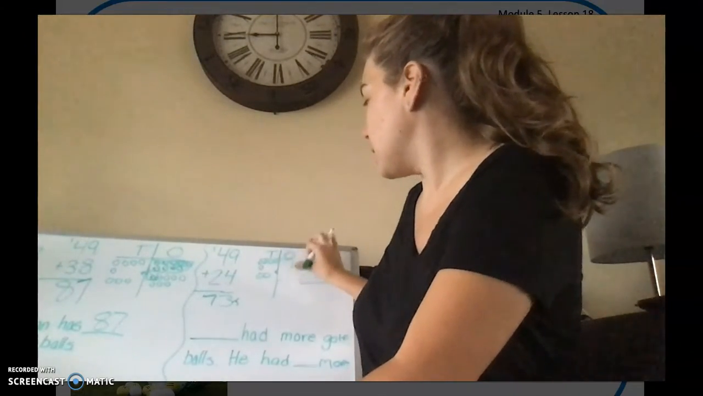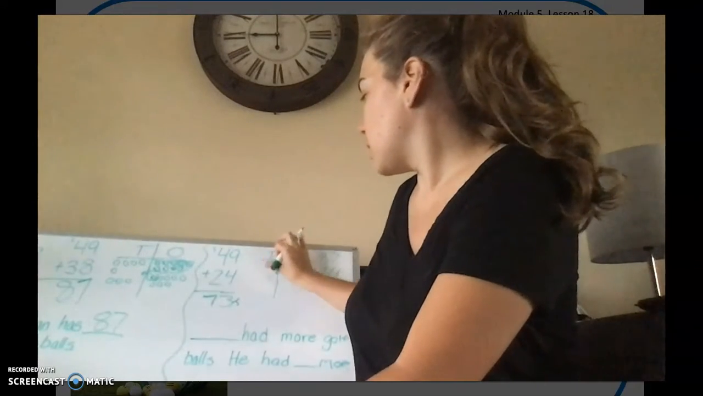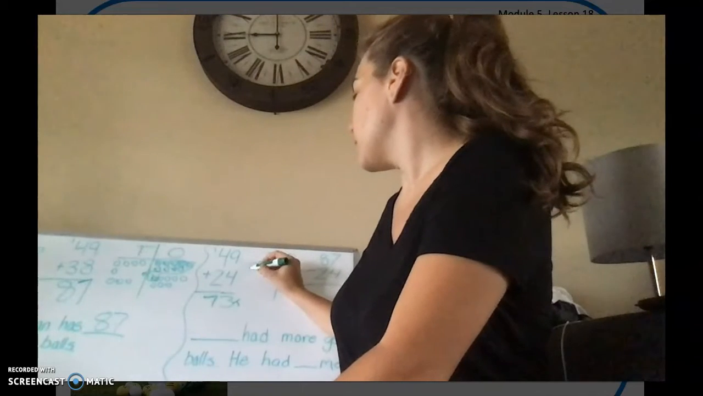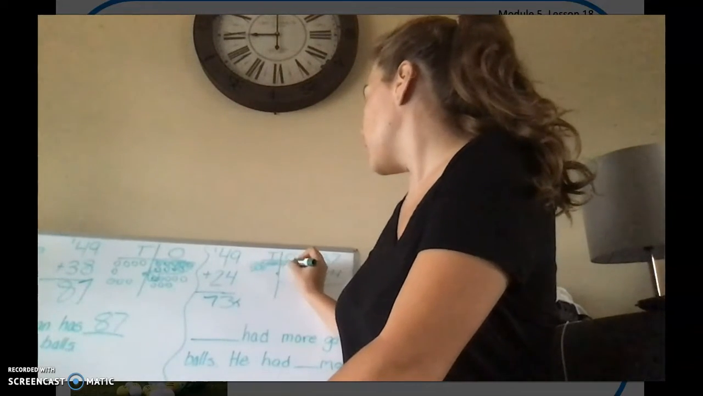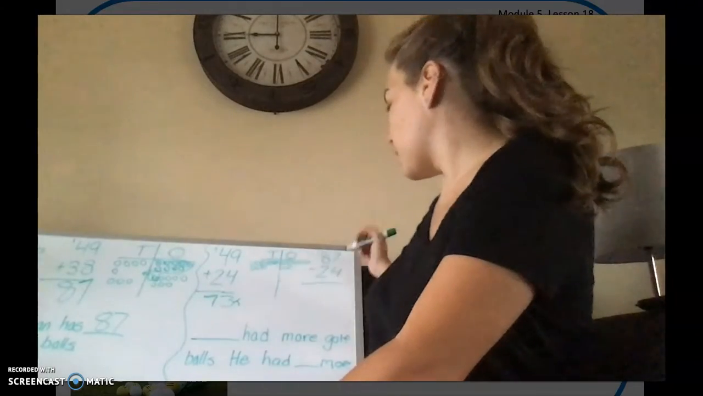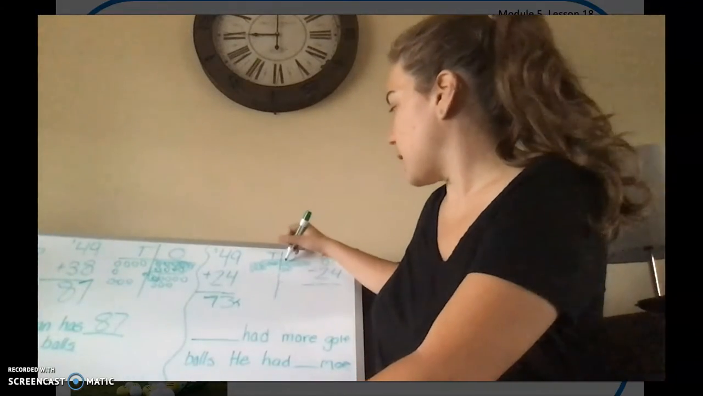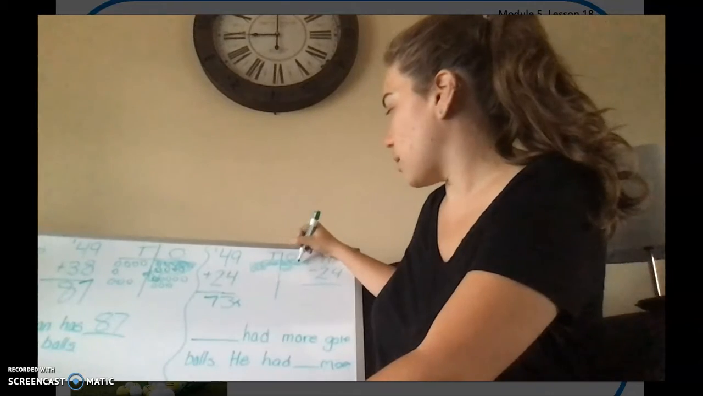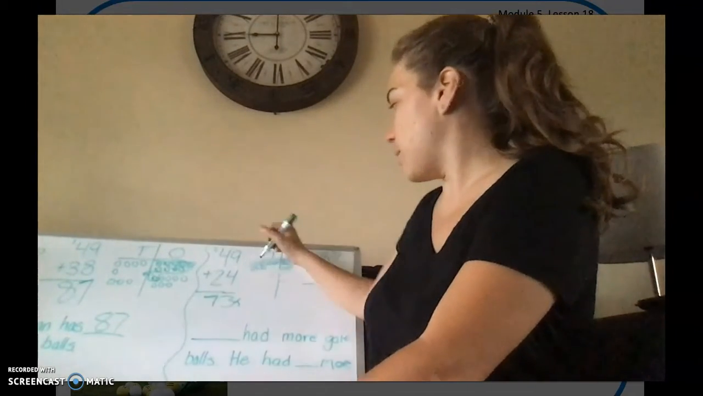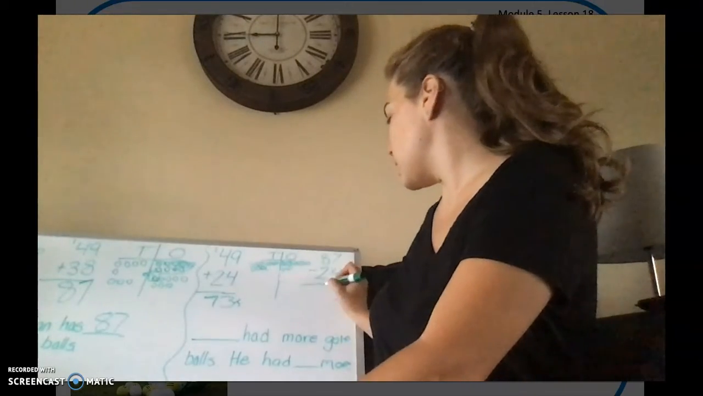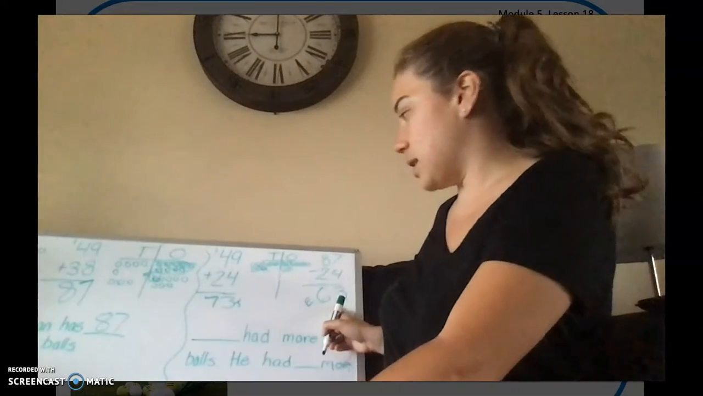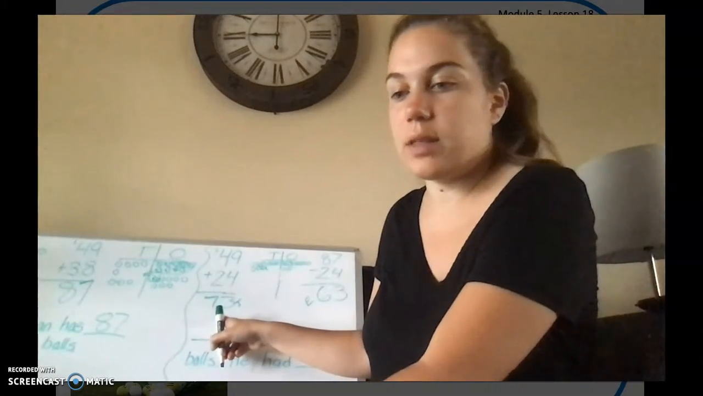So he had 87. So 1, 2, 3, 4, 5, 6, 7, 8 tens, and 7 ones. And now we're going to take 24 away. So we're going to take 7 minus 4. 1, 2, 3, 4. There's 1, 2, 3 left. Now we're going to do 8 minus 2. And that's 6 left. So now Ethan has 63 and Joseph has 73.